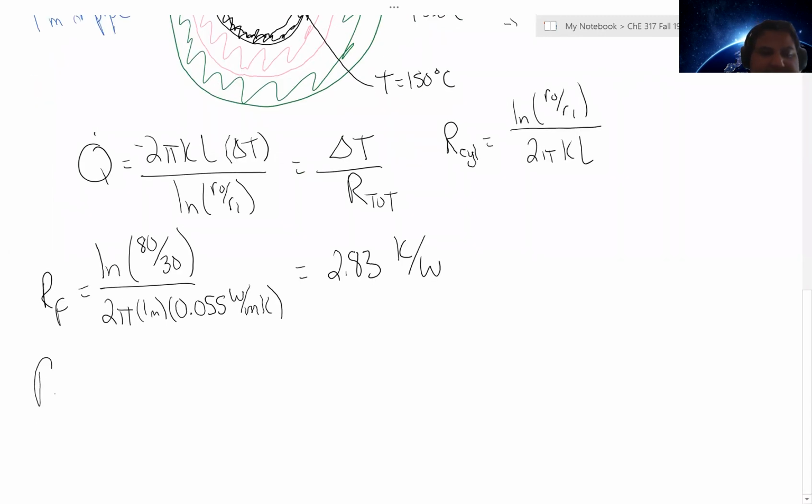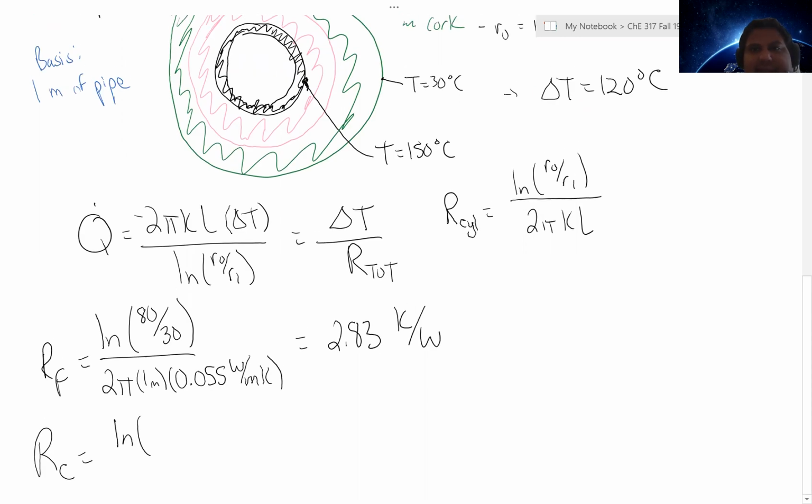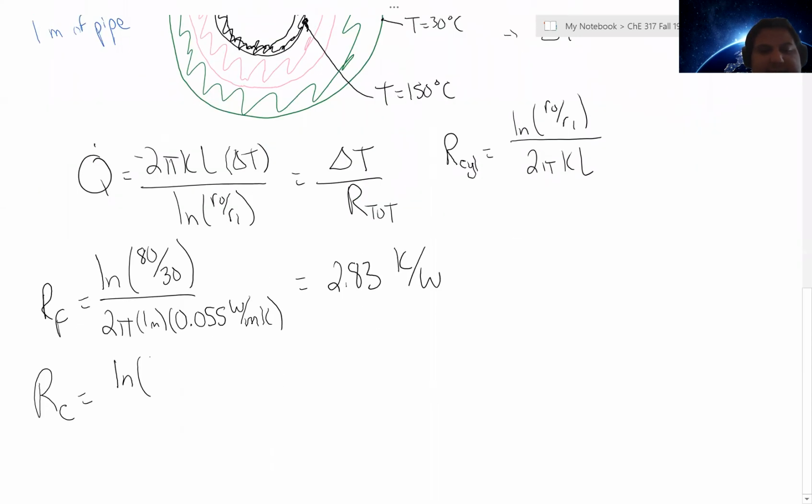So if I look at the thermal resistance of the cork now, I would be looking at R over Ri again, but instead now I'm looking at 120 millimeters over 80 millimeters divided by 2 times pi times 1 meter, now times 0.05, which is the thermal conductivity of the cork.